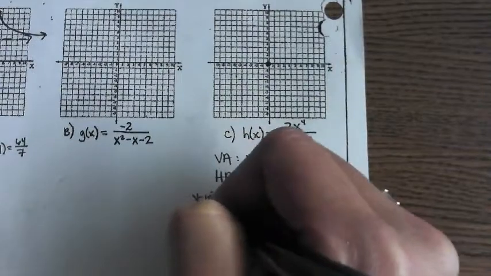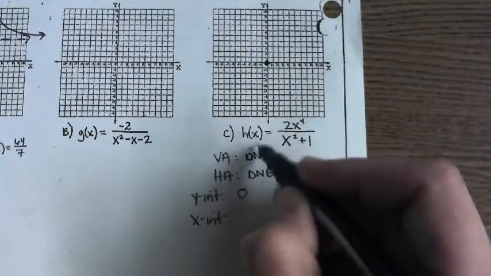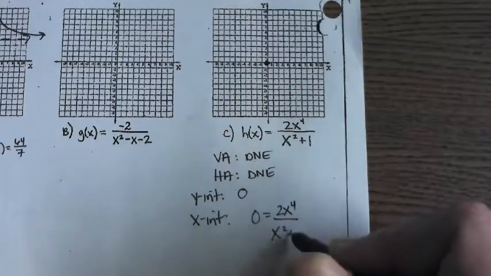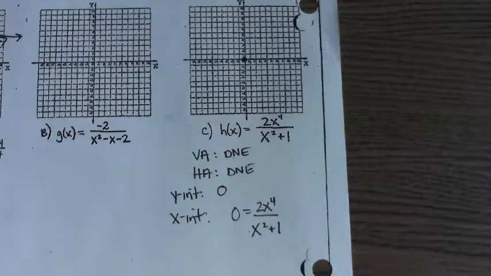X-intercept, obviously we already have at least one of those, right? So x-intercept is when h of x equals 0. But unfortunately, there's only one x-intercept, and it's right there. So how about a case like this, where we don't have asymptotes to approach?